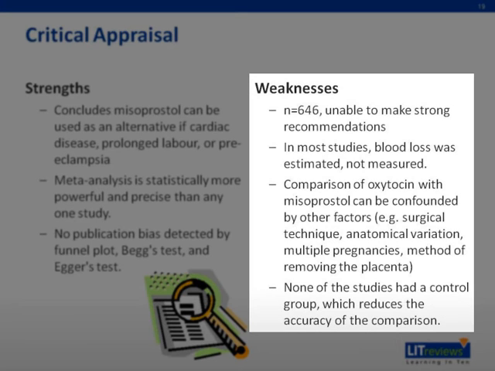However, some of the analysis's weaknesses include poor power, resulting in an inability to make strong recommendations. In addition, most of the papers estimated and did not directly measure blood loss. There was also the possibility that the comparison of oxytocin and misoprostol could be confounded by other factors such as anatomical variation, multiple pregnancies, or surgical technique. Lastly, none of the studies had a control group, which reduces the accuracy of the comparison.